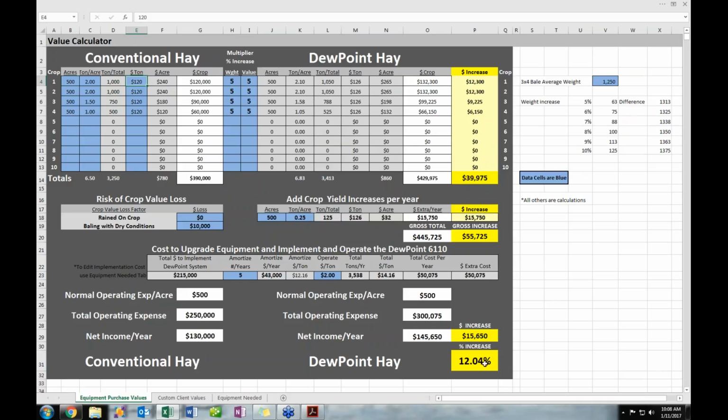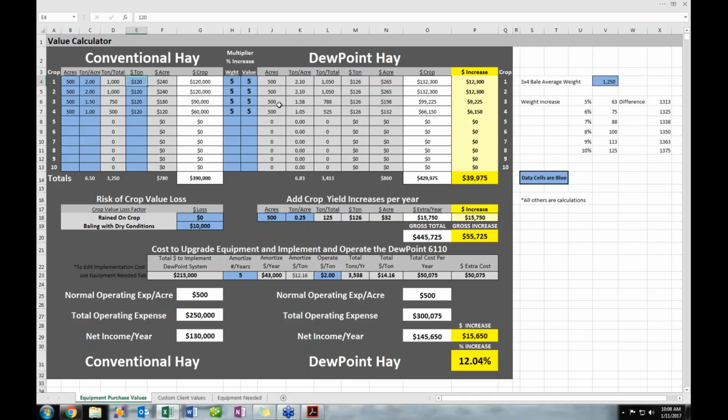So the bottom line increase here is 12%, and I'm going to show you how we go through coming up with that number and what each and every one of these numbers looks like and where it's coming from on the screen. This way you'll have a lot better opportunity to help present it to your customers as you bring them in to do an assessment with them about their farm operation.